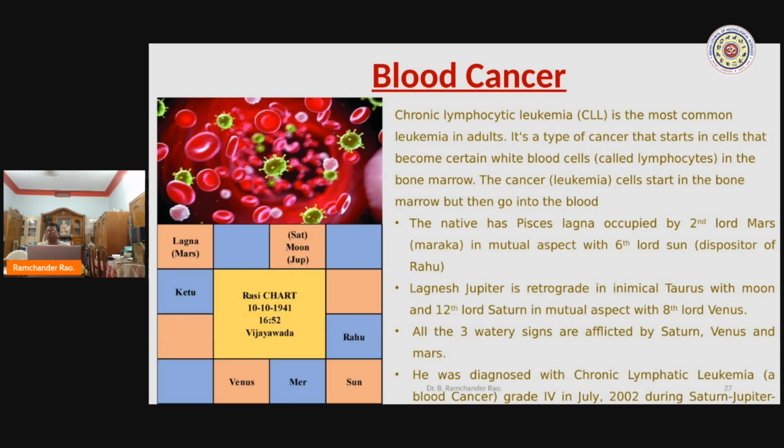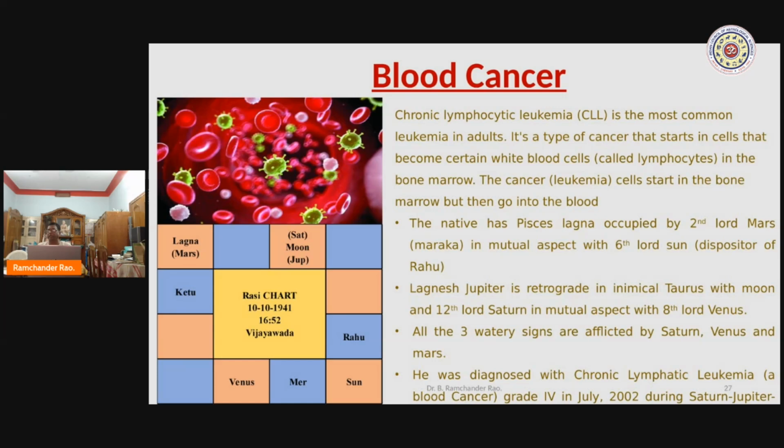Pisces Lagna, occupied by second lord Mars, who is a Marika, in mutual aspect with sixth lord Sun, the disputer of Rahu. Isn't it? Aspected by sixth lord Sun, who is the disputer of Rahu. Who are the karmic control planets here? Sun and Saturn. This is very, very important. We have to keep it in our mind.